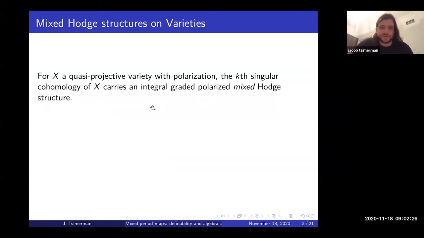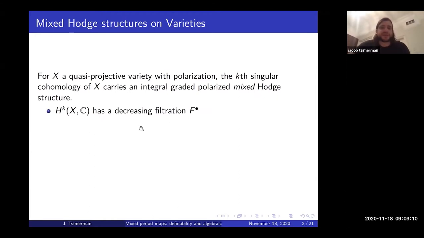To start, just a very brief introduction to mixed Hodge structures. If you have a quasi-projective variety with a polarization now, so you can think of that as just some embedding into projective space. And we don't assume anything about X being proper or smooth. So it's just an arbitrary quasi-projective variety. Nonetheless, Deligne showed you can assign to its singular cohomology an integral graded polarization of mixed Hodge structures. So a mixed Hodge structure.